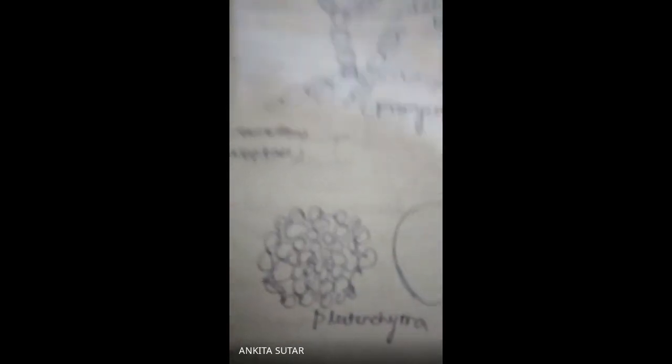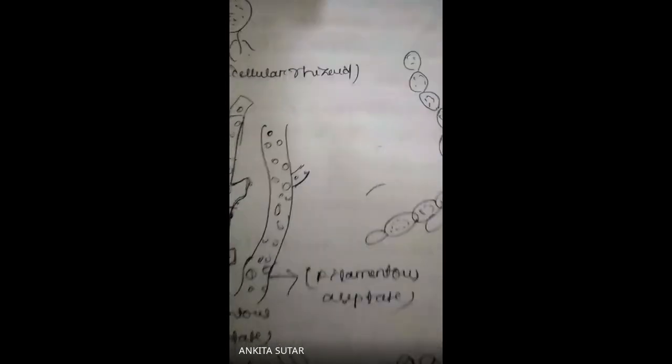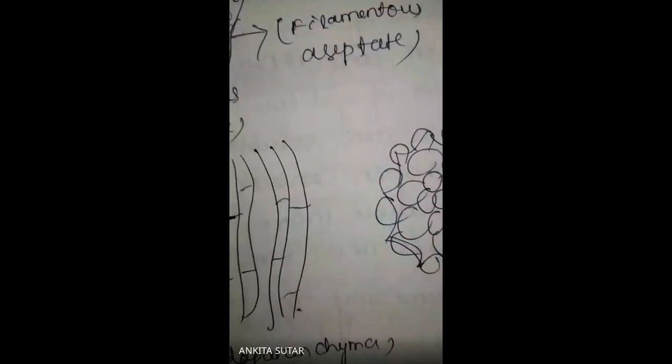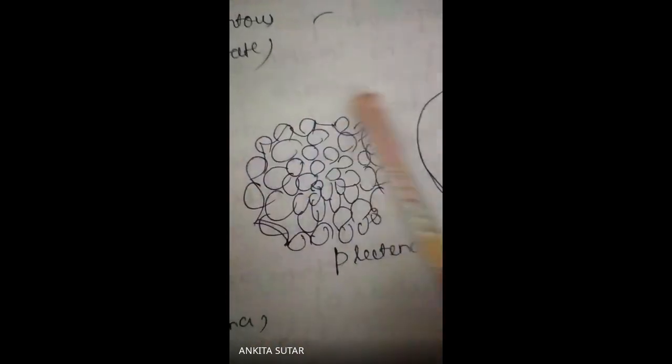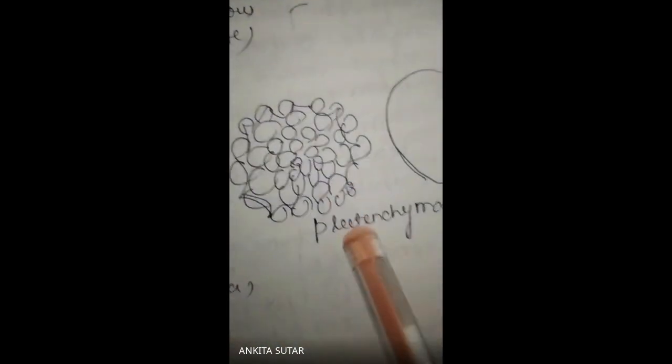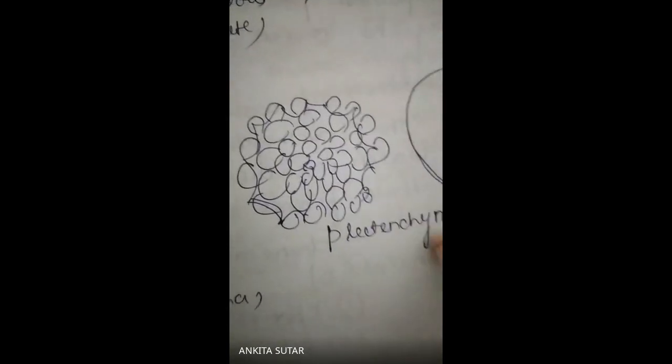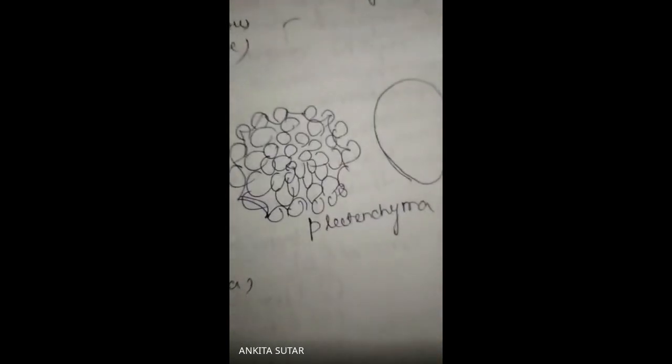plectenchyma, and it is again of two types. Okay, one is the prosenchyma, another one is the pseudoparenchyma. Here you can see these are the structures. I have shown you that this picture is the plectenchyma, but it is differentiated into two parts. One is the prosenchyma, another one is the pseudoparenchyma.